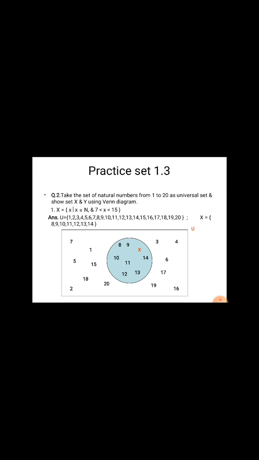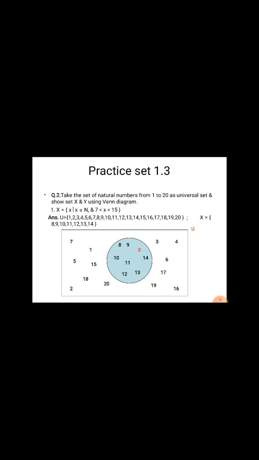Question number 2. Take the set of natural numbers from 1 to 20 as universal set and show set X and Y using Venn diagram. First sub question. X is the set of all x such that x is an element of N and 7 < x < 15. So in this question, universal set is given. In universal set, elements are from 1 to 20. So write all elements from 1 to 20 in universal set U: 1, 2, 3, 4 up to 20.